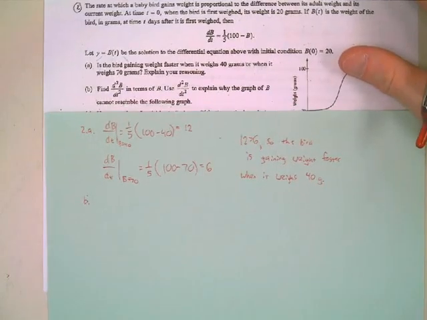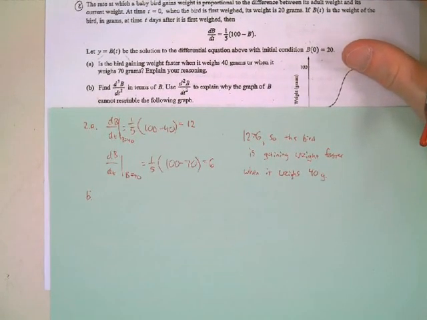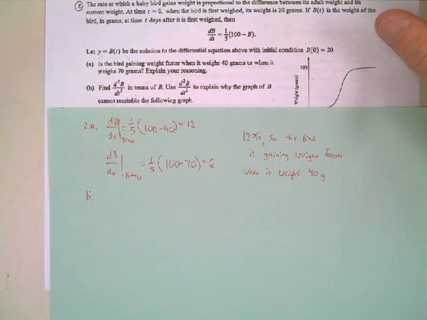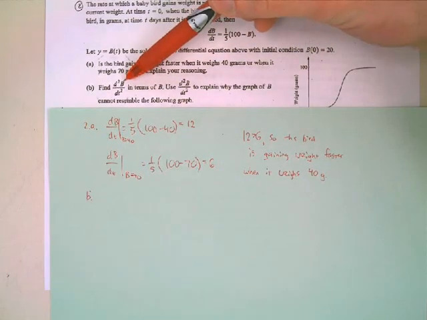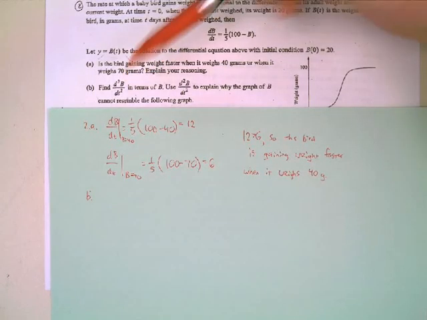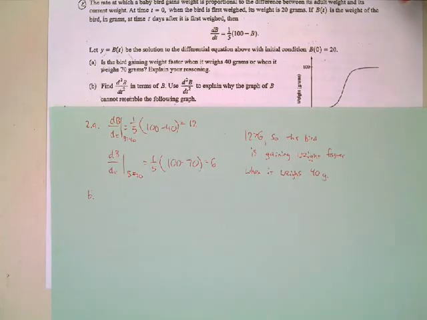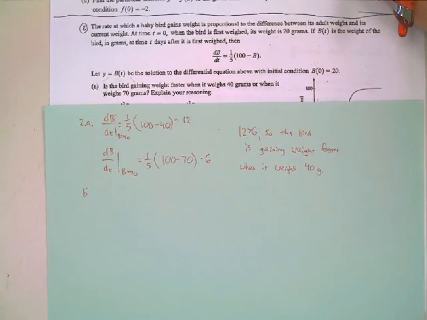Letter B. Find d squared B over dt squared in terms of B. Use d squared B over dt squared to explain why the graph of B cannot resemble the following graph. All right, so Anna, what is this thing? The second derivative. How can we find the second derivative of something? Or what can we do here to find the second derivative that we want to find? Take the derivative of dB dt.